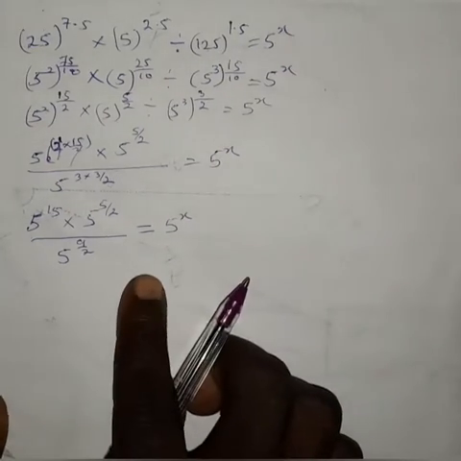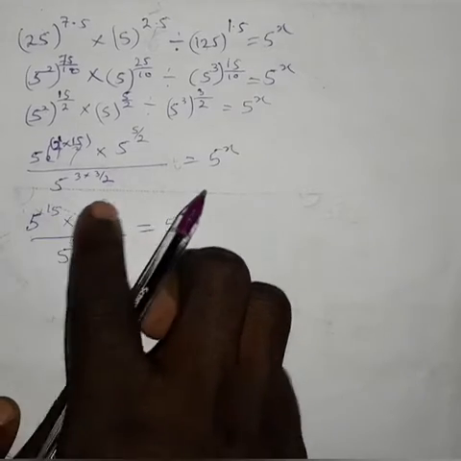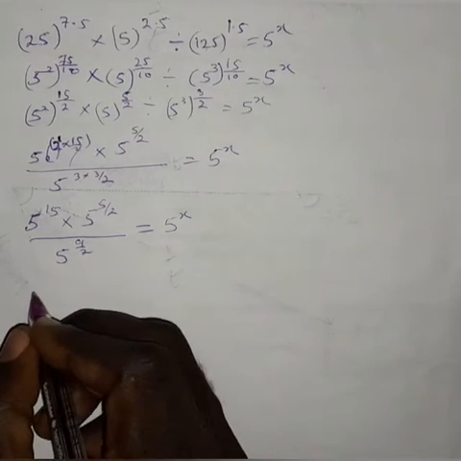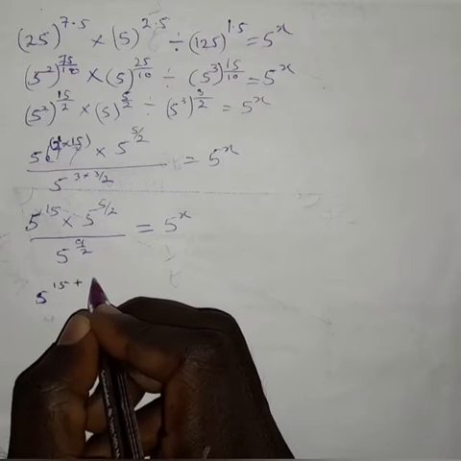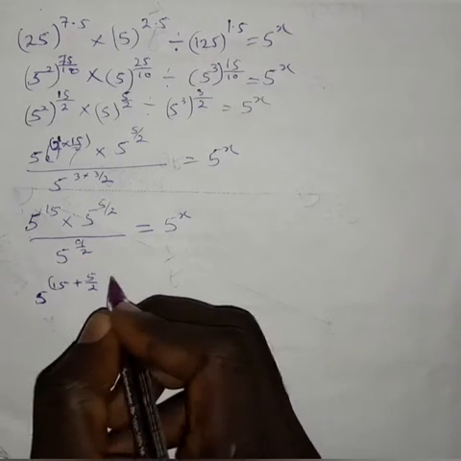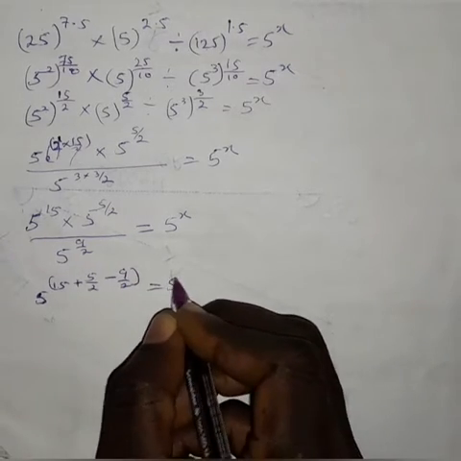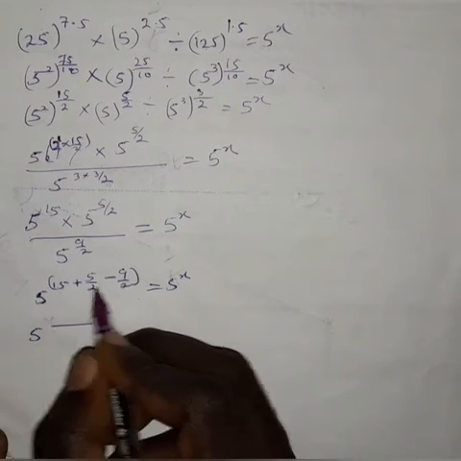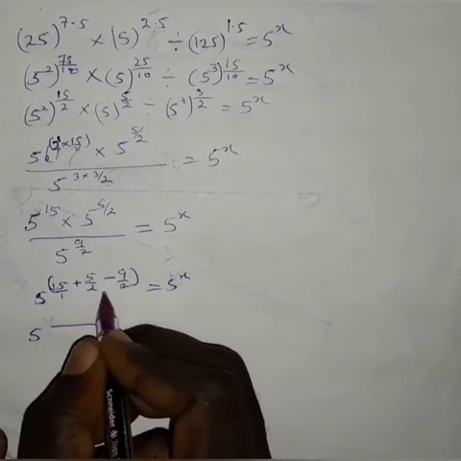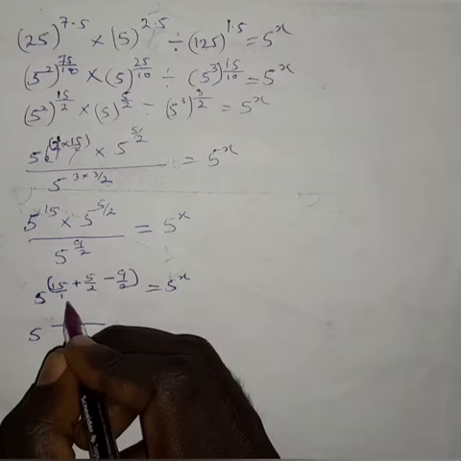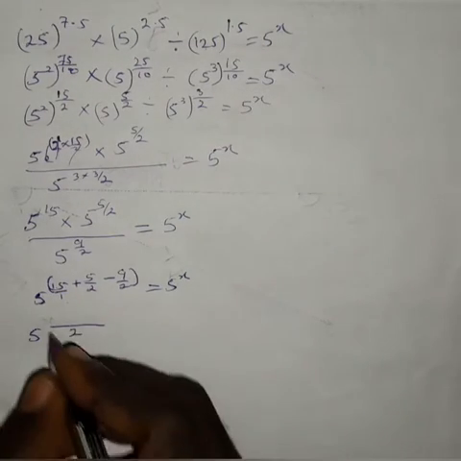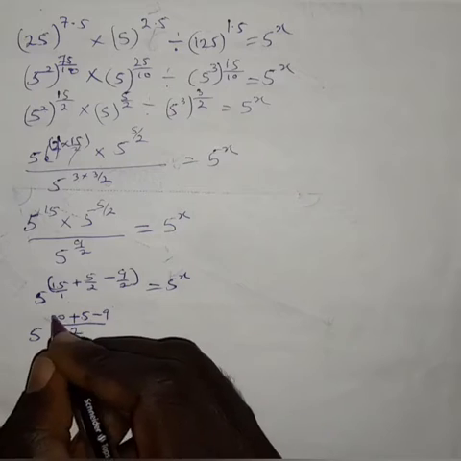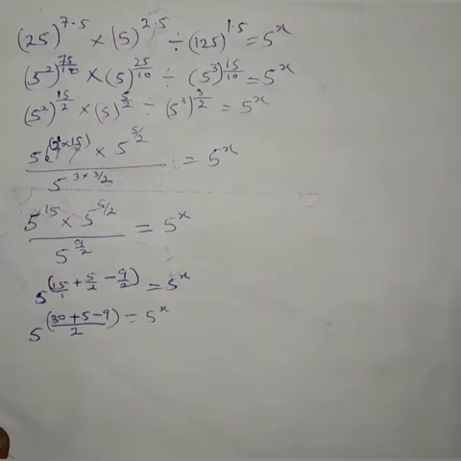So what do I do next? Now we're going to apply the law of indices here. When we're multiplying, the powers become addition, and when we are dividing, we subtract the powers. So this is going to give us 5 to the power of 15 plus 5 over 2 minus 9 over 2 equals 5 to the power of x. So we look for the LCM of this and this. So this is 15 over 1, so the LCM is 2. So I have 2 times 15, that's 30, plus 5 minus 9, all over 2, equals 5 to the power of x.